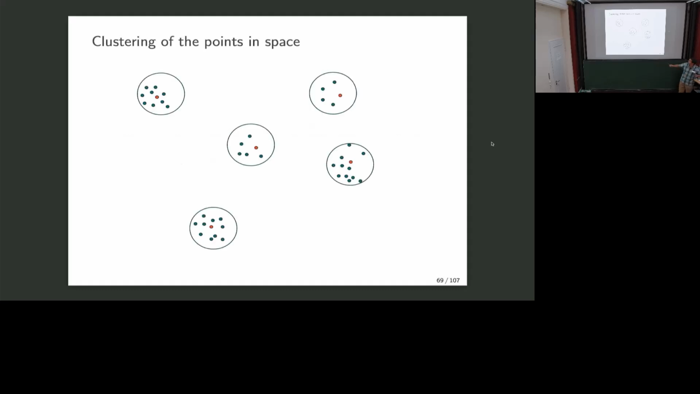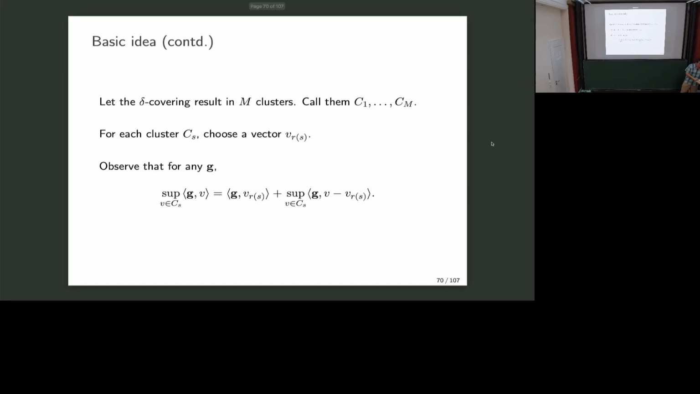These are like the yellow points I want you to have in mind. They could be anywhere. It doesn't matter if they're in the center, off to the side, or whatever. Okay? Good. So I've got my m clusters, C1 through Cm. I've got a representative vector for each cluster, V of R of S for cluster S.